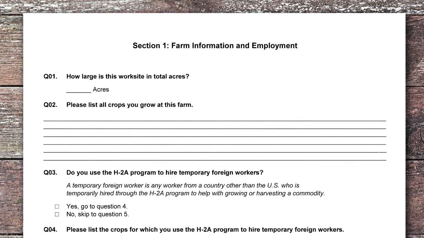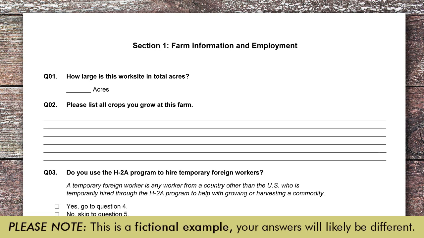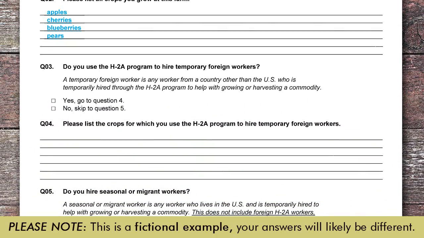Question number 1. How large is the work site in total acres? Please enter the total number of acres your farm produces crops on. Question number 2. Please list all crops you grow on this farm. For this question, we are interested in all crops, but not on crop variety. Crop variety activity combinations are important later on in the survey.